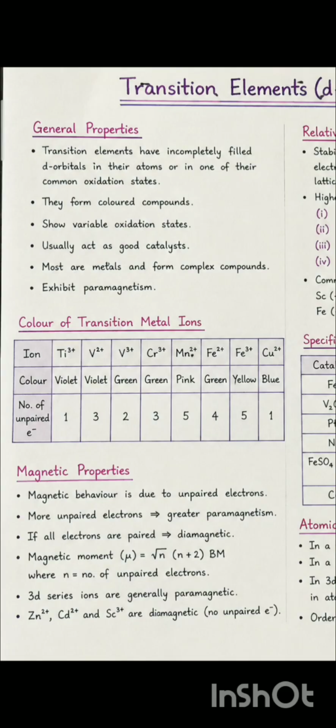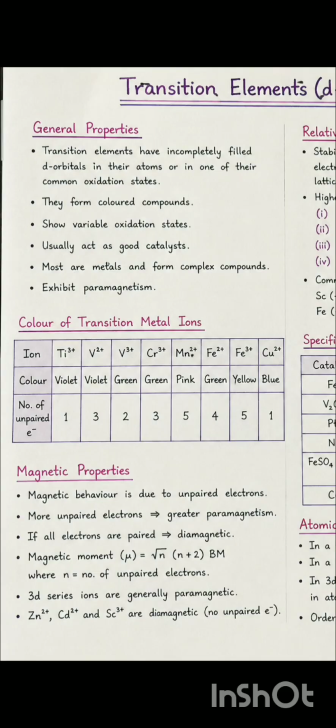5. Fe +2 also shows green color, and the number of unpaired electrons is 4. Fe +3 possesses yellow color, and the number of unpaired electrons is 5. Copper possesses blue color, and the number of unpaired electrons is 1.